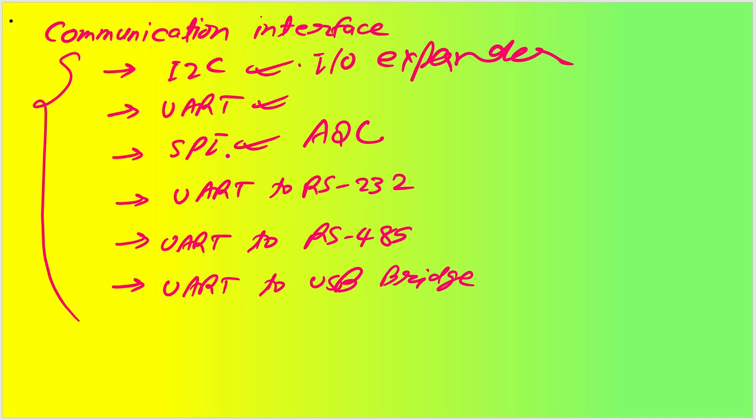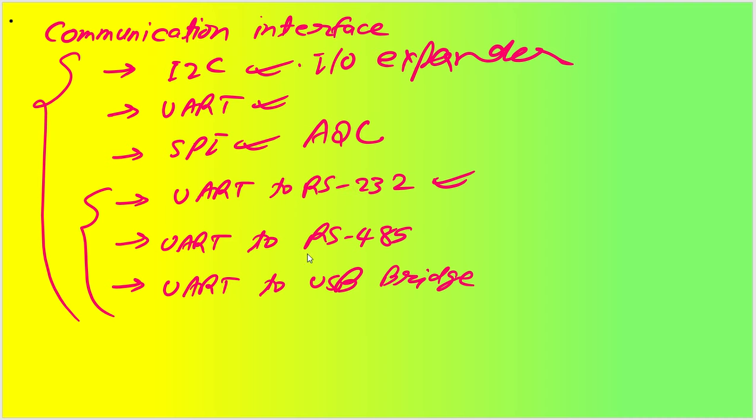At the same time, there are various other functionalities which come up, like, let's say, we have to have an RS-232 communication. In that case, we need to find an RS-232 transceiver which is going to convert our signal from RS-232 to UART, and UART will be connected to your MCU.